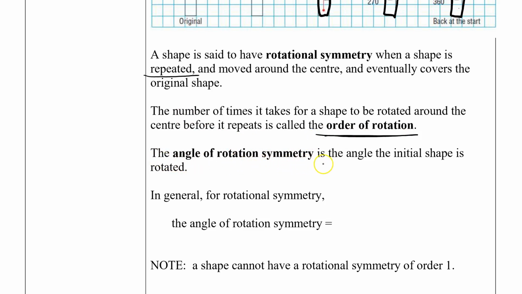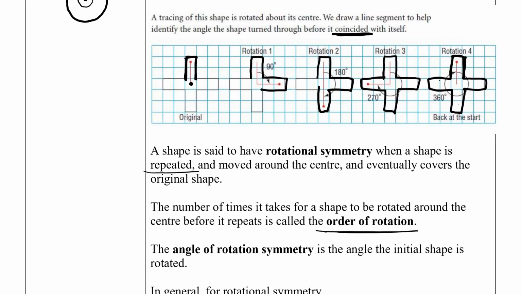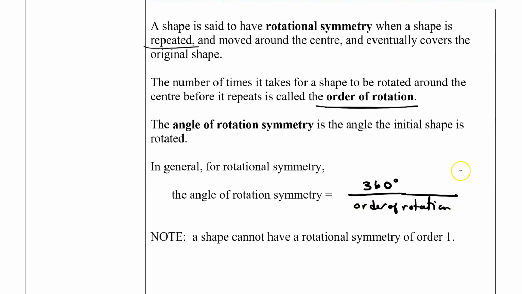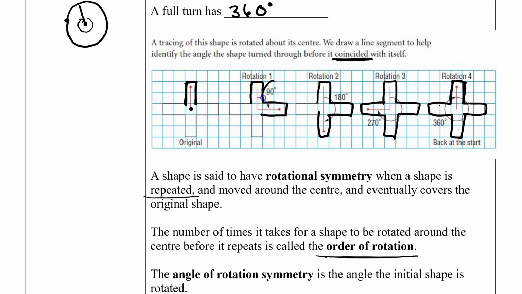The angle of rotational symmetry is the angle that the initial shape was rotated. In general, the angle of rotational symmetry is 360, because that's how many degrees there are in a full circle, divided by the order of rotation. So the angle of rotational symmetry in this one is 360 divided by 1, 2, 3, 4, because it took 4 times for us to draw before we got back to the start. So the order of rotation here is 4. 360 divided by 4 is 90, and look, that's what we initially rotated that shape by.